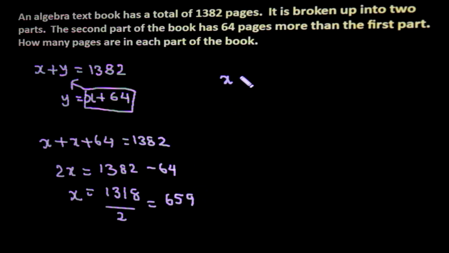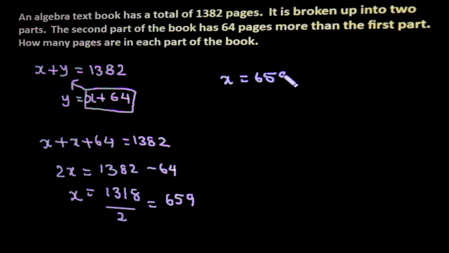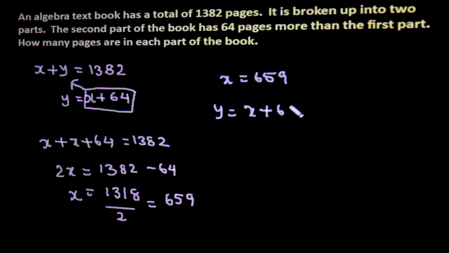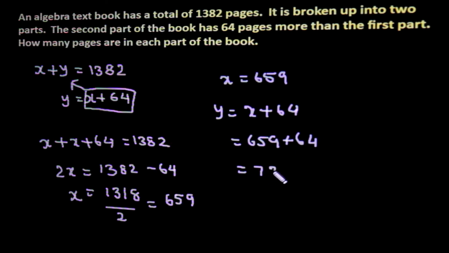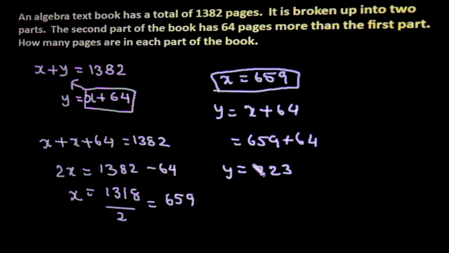x is equal to 659. Then y is equal to x plus 64. x is 659 plus 64, 723. y is equal to 723. This is the value of x and this is the value of y. That's all for today.